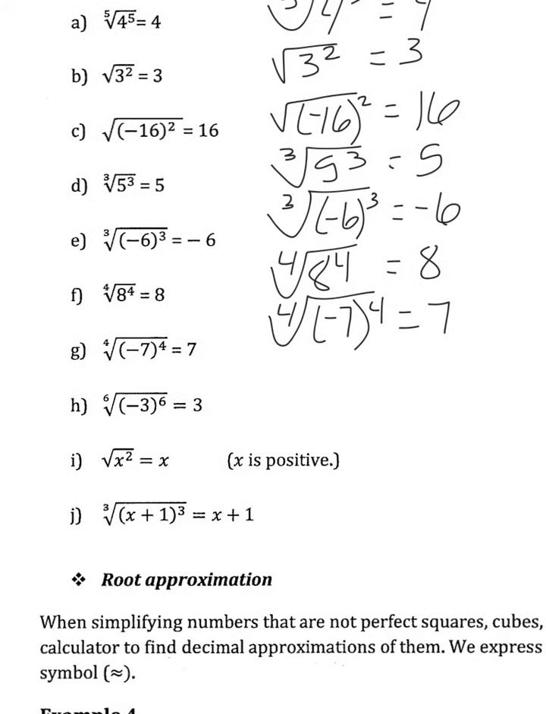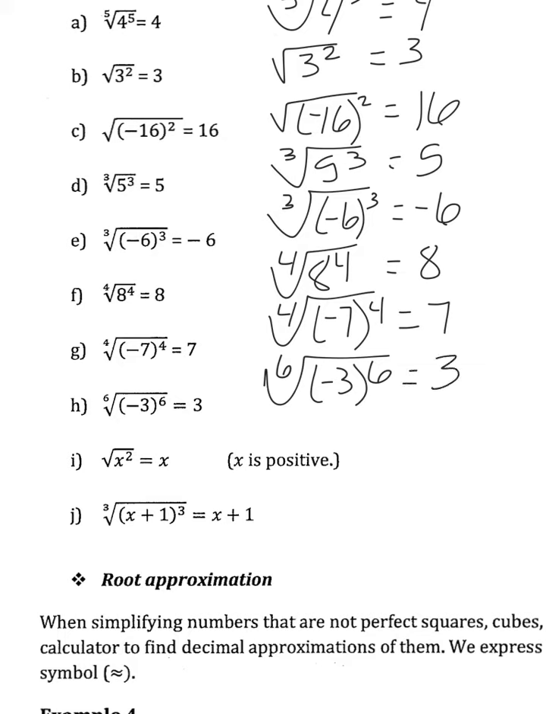Letter H, the sixth root of a negative number. And again, with an even index and an even exponent, these negatives multiply out when there's an even number of them, and 6 is even, so this will become positive, and this result will then be positive 3.